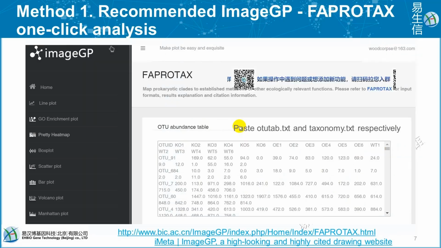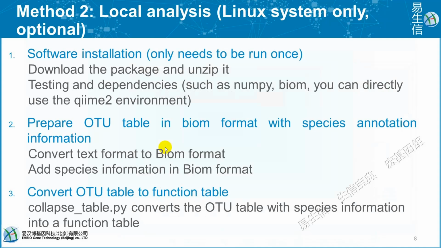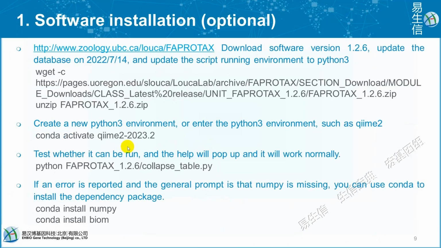Method 1 is ImageGP. We can just open ImageGP and go to the FAPROTAX section. Here we have to paste the OTU tab text and taxonomy text, which are located in our working directory, then click submit, and we get our FAPROTAX output files. Method 2 is local Linux under QIIME2, and for Windows users we can switch our terminal from Git Bash to the Windows Subsystem for Linux terminal, and then we can execute the code.